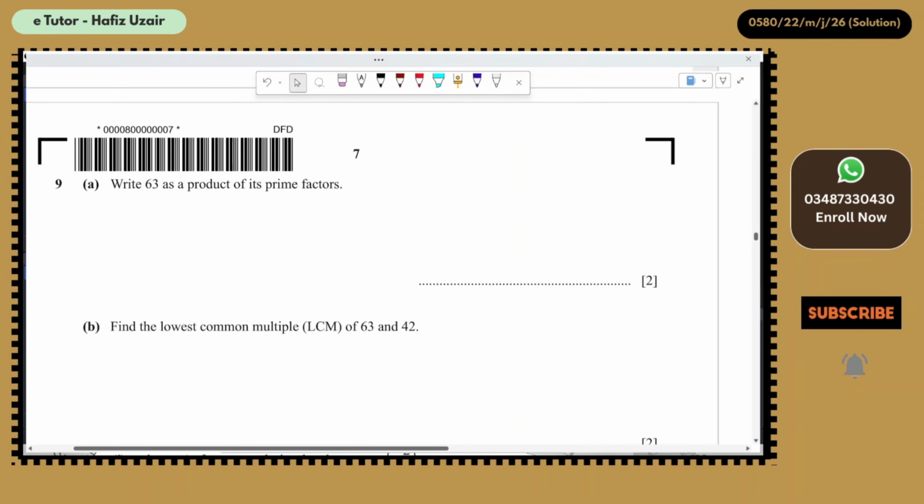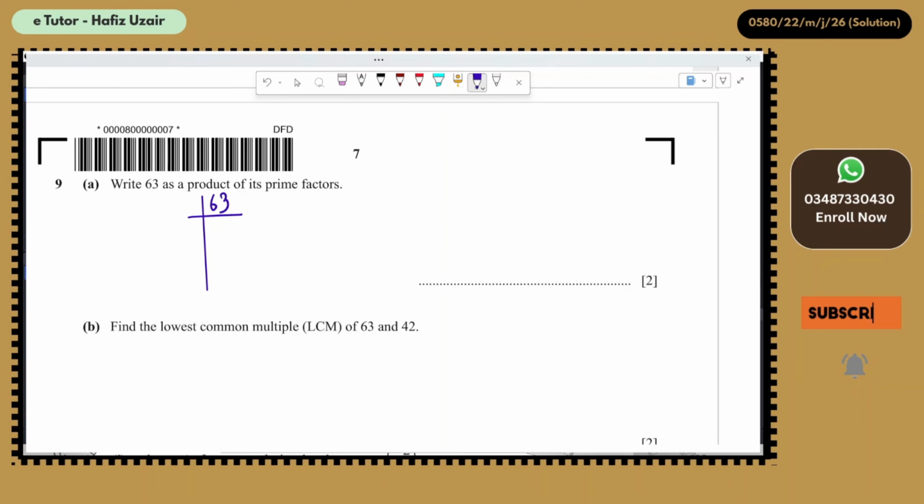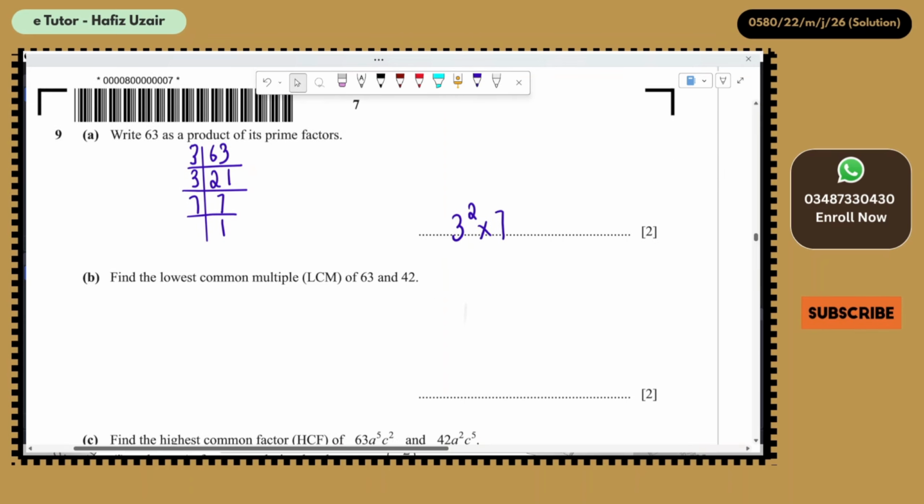Let's move to question number 9. You need to write 63 as a product of prime factors. Let's do the prime factorization. So this is 3 times 2 is 6, 3 times 1 is 3. So 3 times 7 is 21 and 7 times 1 is 7. If you do this, you will see this becomes 3 squared multiplied by 7. So hopefully that makes sense.